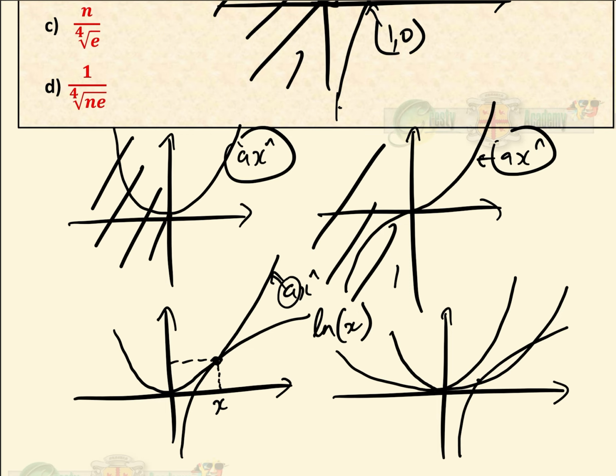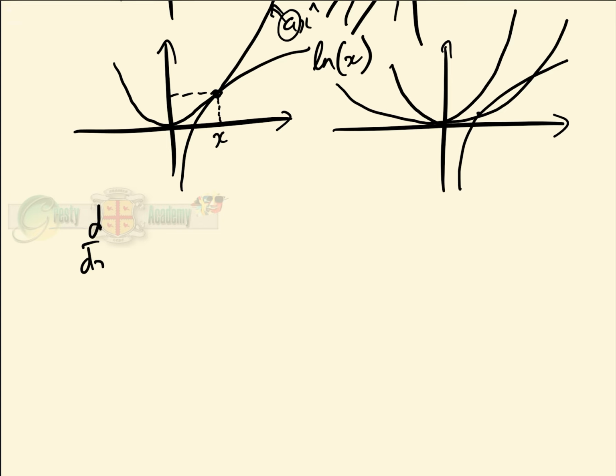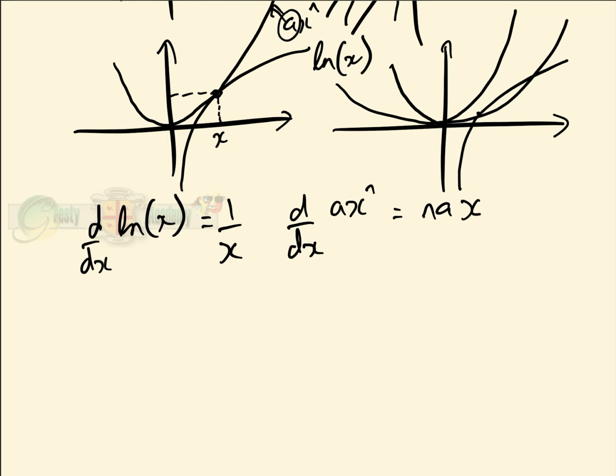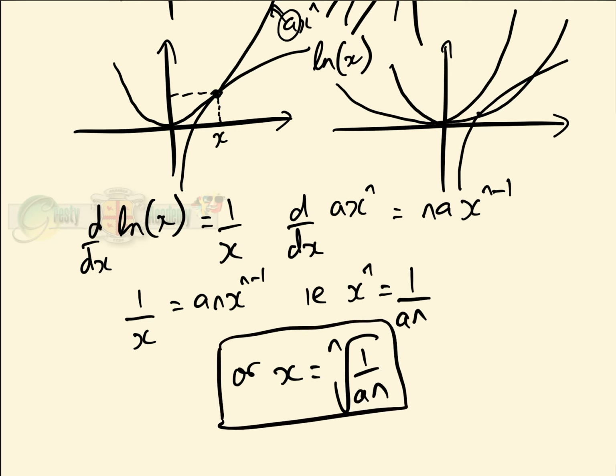Okay, so let's get on with the question in hand. Basically, what we need to do first is differentiate. We've got log x equals ax to the n. The derivative with respect to x of log x equals 1 over x, and the derivative with respect to x of ax to the n is nax to the n minus 1. We need to find when those two gradients are the same, i.e. when 1 over x equals nax to the n minus 1, i.e. when x to the n equals 1 over an, or x equals the nth root of 1 over an. So that is the point at which the gradients are the same.